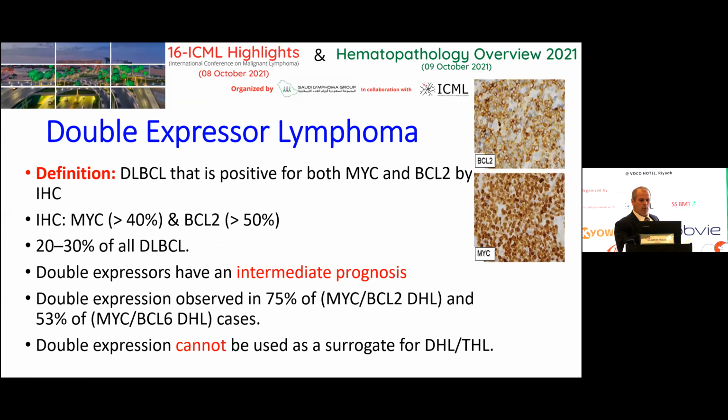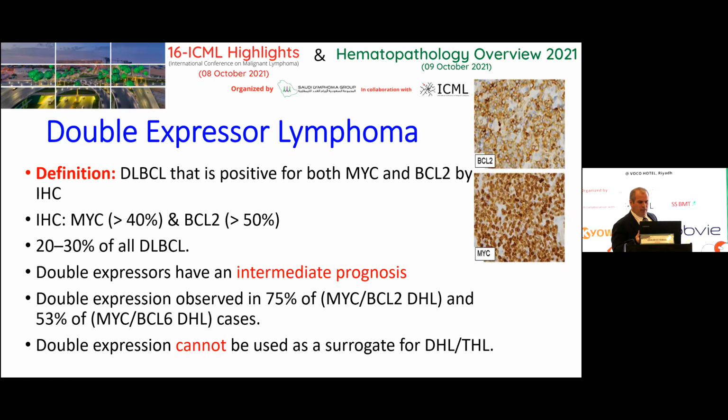The last slide, what is the double expressor? You have to differentiate between double expressor lymphoma and double hit lymphoma. Double hit lymphoma is MYC with BCL2 or BCL6. Double expressor means based on immune stain, based on MYC protein immune stain and BCL2, the cutoff 40 and 50 for each one to be positive. Keep in mind, double expressor can also be in double diffuse large B-cell lymphoma, 20 to 30%.